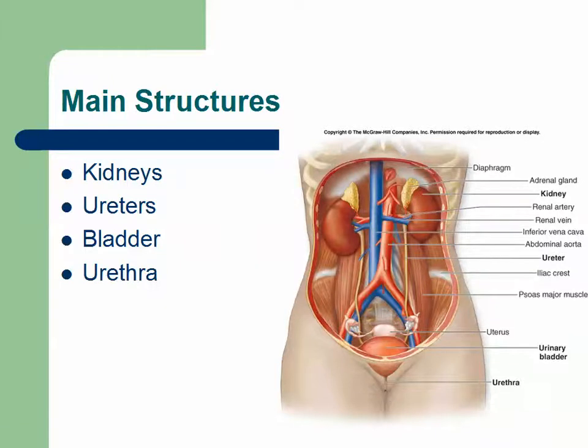One thing we'll get to a little bit later on is these things that sit right on top of the kidneys. These are our adrenal glands, also part of the endocrine system. This is what makes our adrenaline.